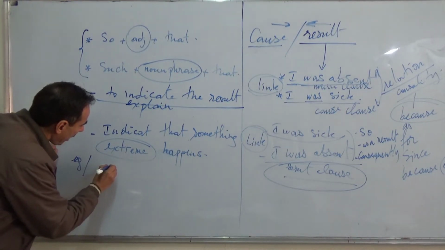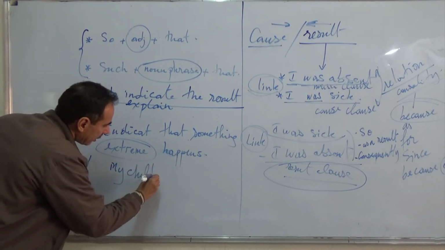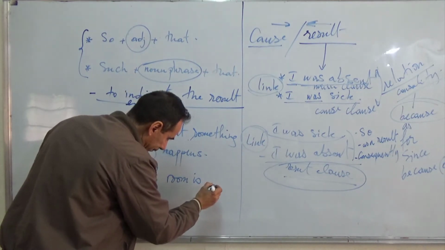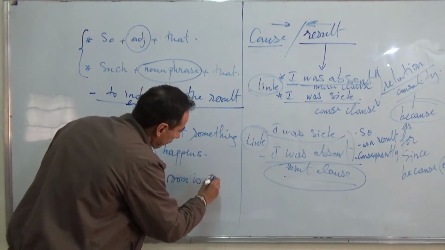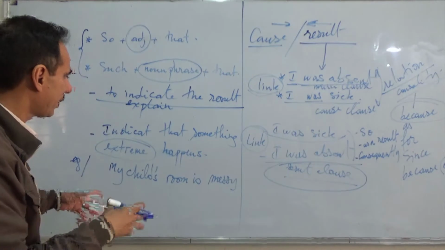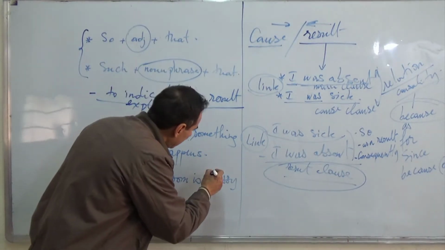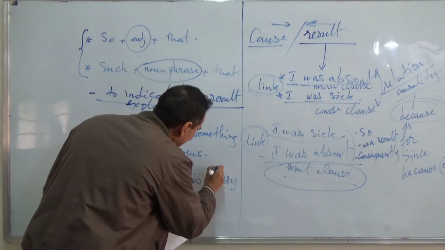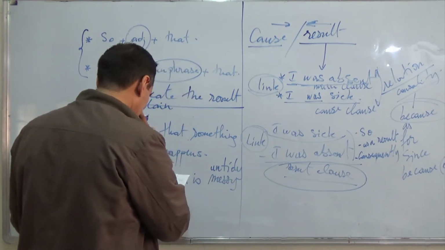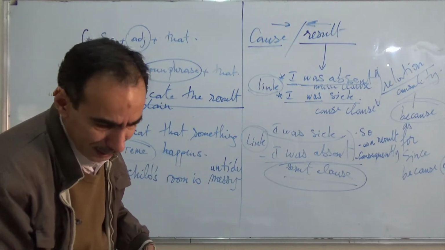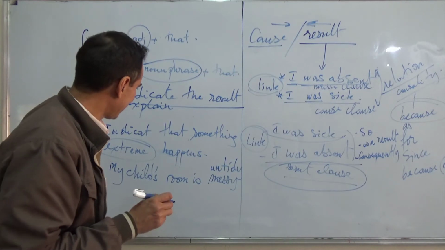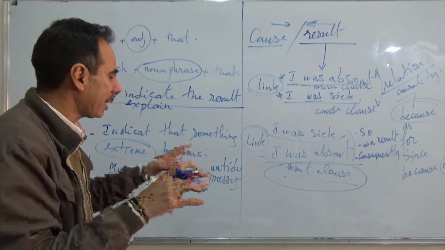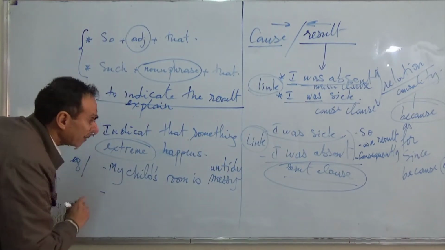For example, my child's room is, let's say, messy. Such a mess means very untidy, very, very dirty. My child's room is in a mess. Nothing is in its right place.